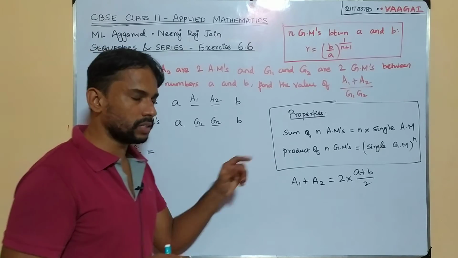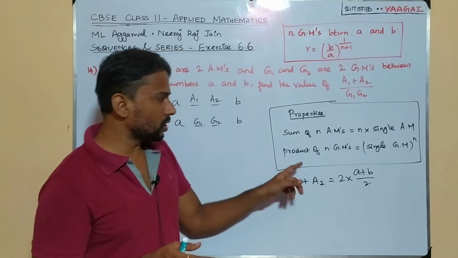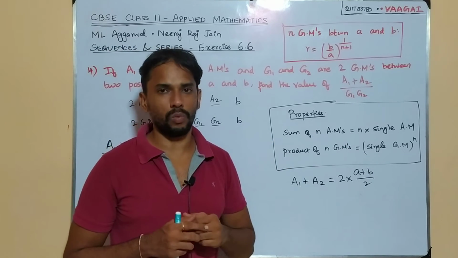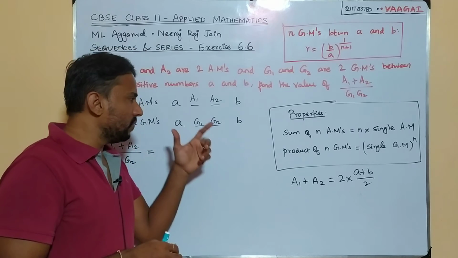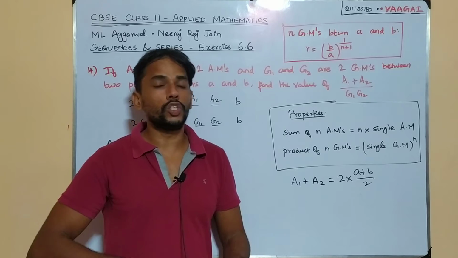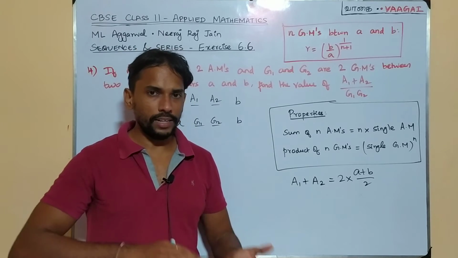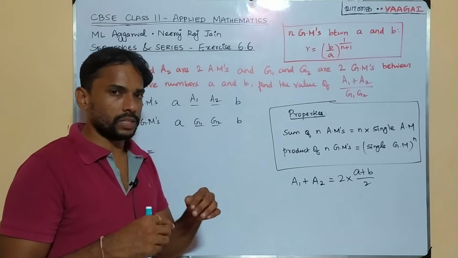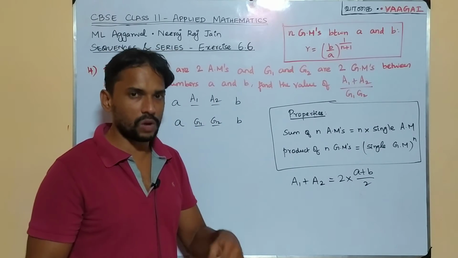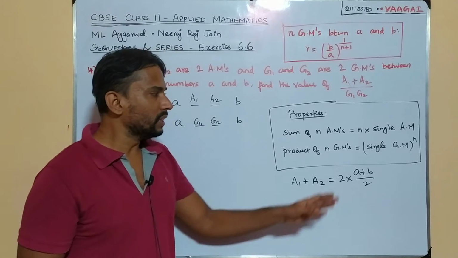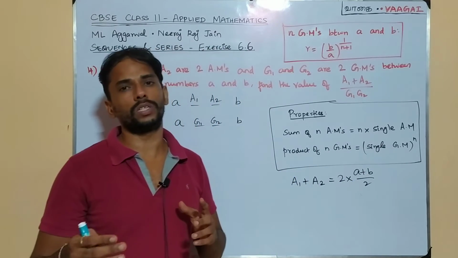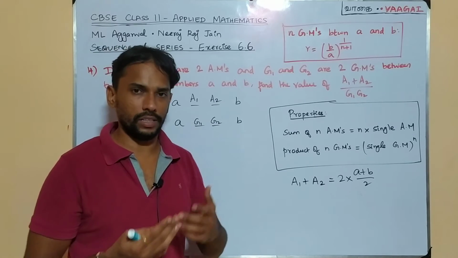The second property says something about geometric mean. What is it saying about geometric mean? The product of n geometric means, between the same two values a and b, if you insert n geometric means, then the product of those n geometric means will be equal to the single geometric mean between those two values a and b raised to power n. This is what they are coming to say.